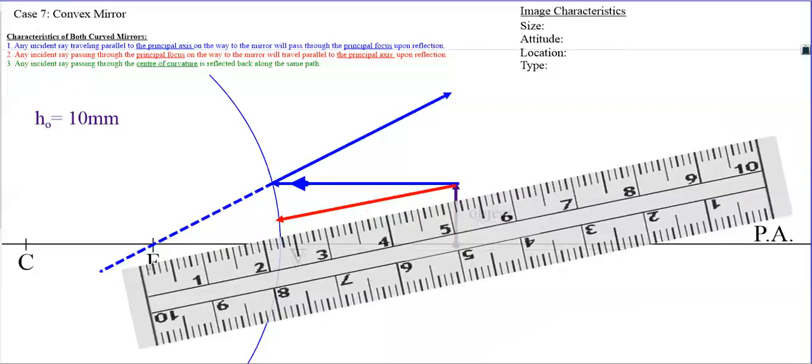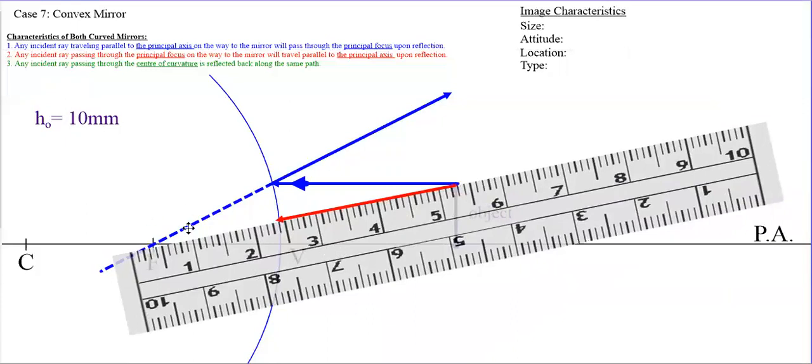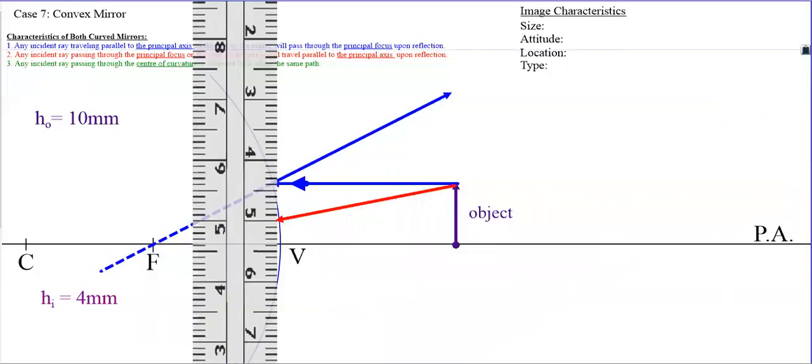So again, you don't need that dotted line. That's just how it was aimed, and plus it creates confusion, so you don't have to draw that in. Just make sure your ruler is lined up with that principal focus like I have it there, and it should reflect parallel to the principal axis.